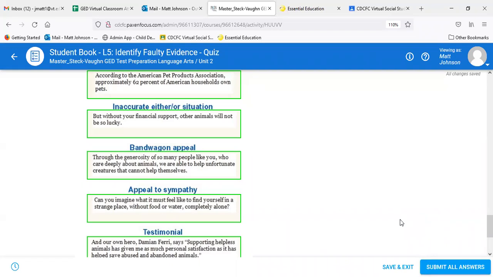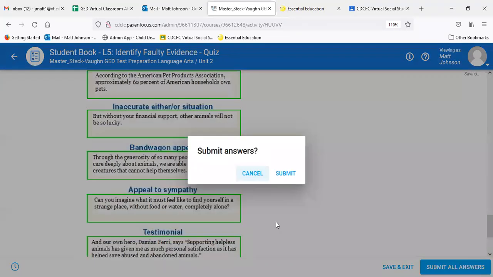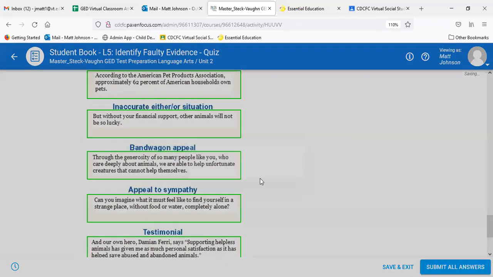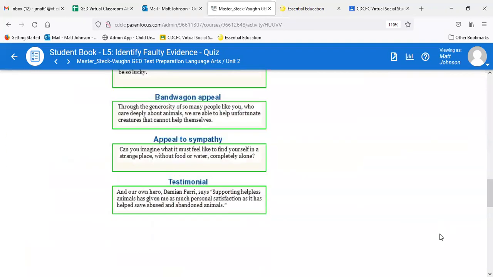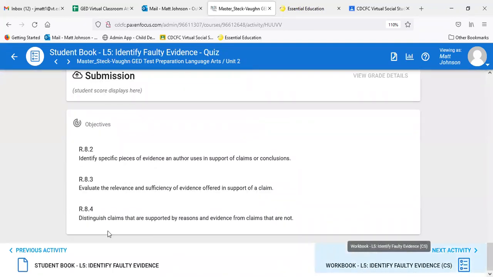How we doing? We ready to move? We all good? All right, so let's go on to the workbook. And one was D. That's the only one to follow up on there.